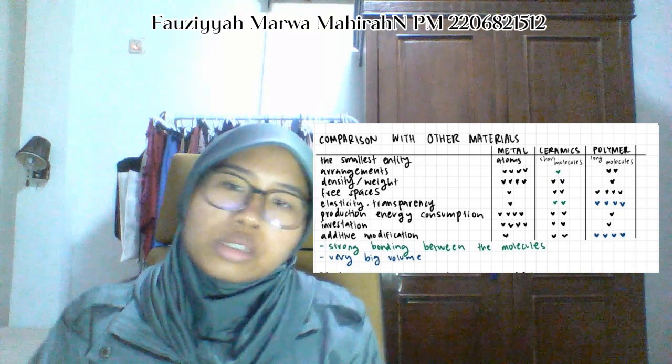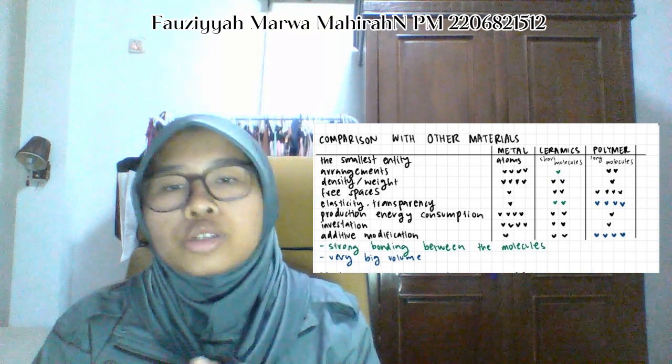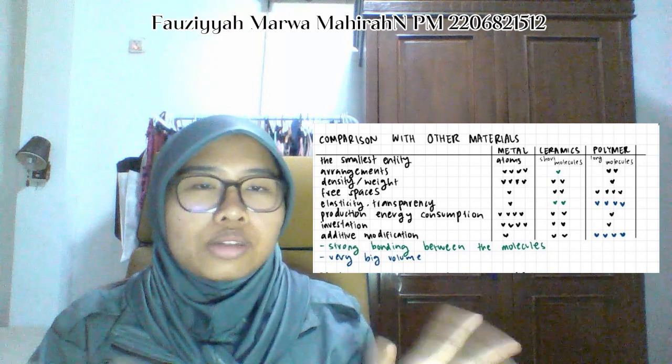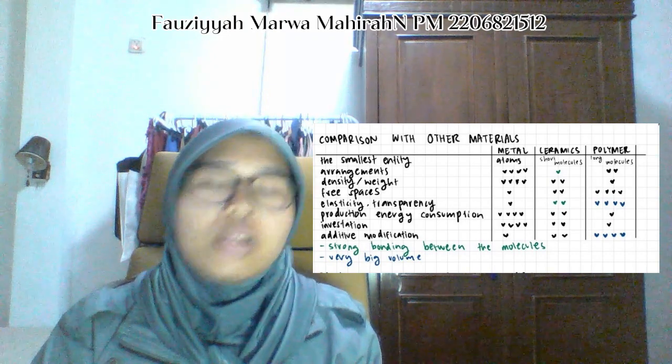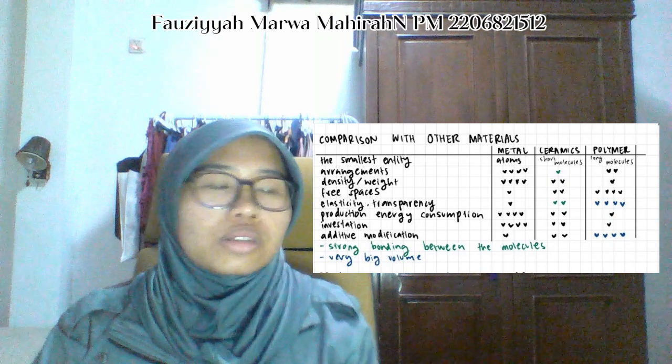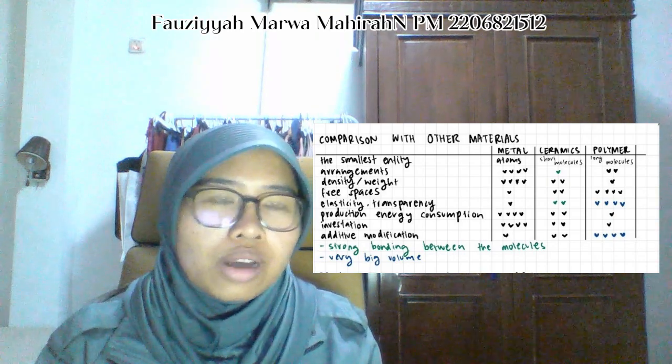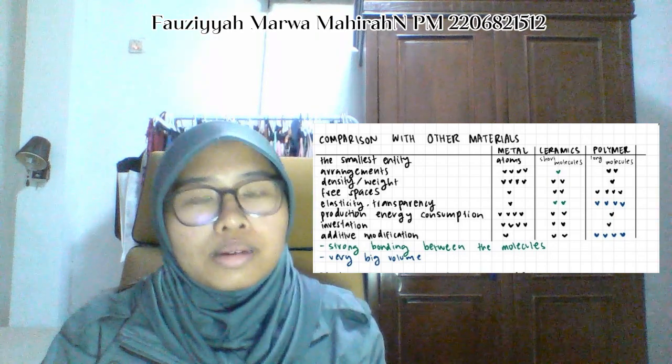And also we can look at some examples like production energy consumption, which means polymer is definitely a lot cheaper than metal because plastic bags are way cheaper than steel. So it's definitely easy to see the difference between polymer and other materials like metals and ceramics. But how do we differentiate one polymer from another? Because polymers have a lot of types.